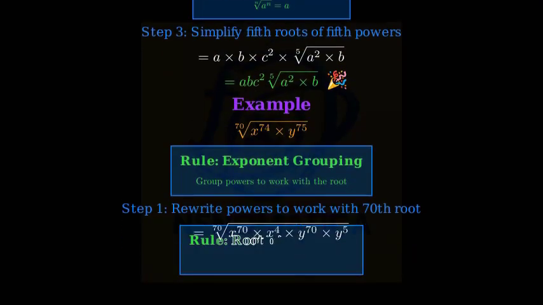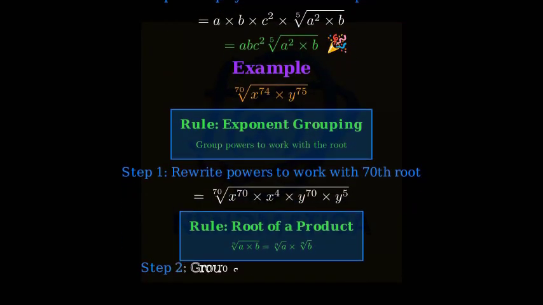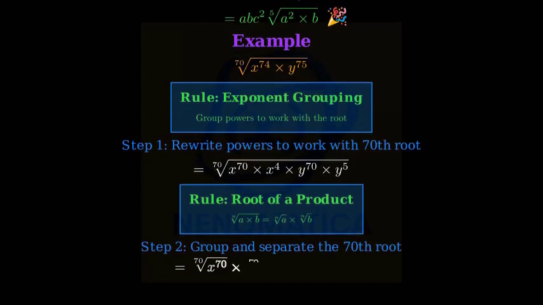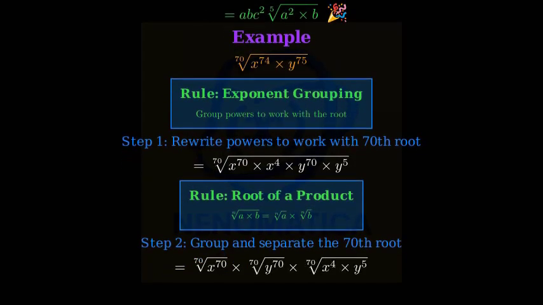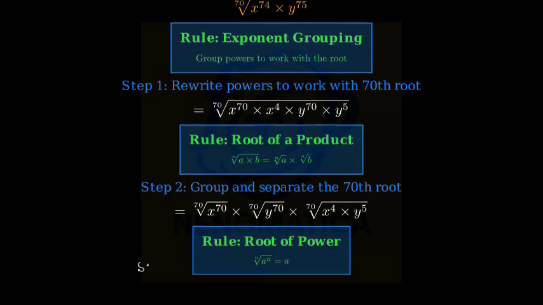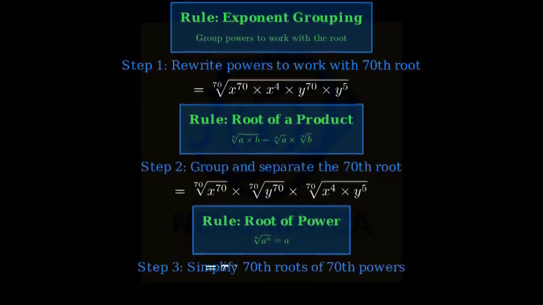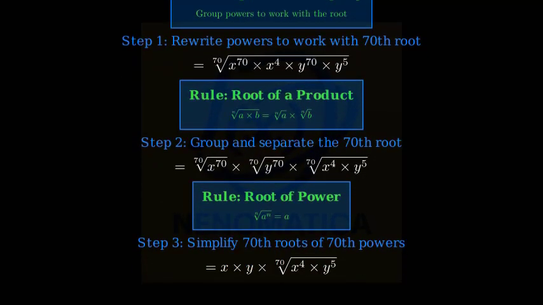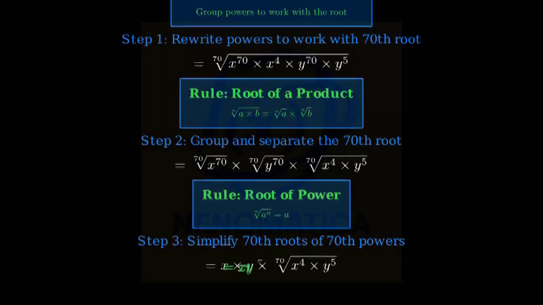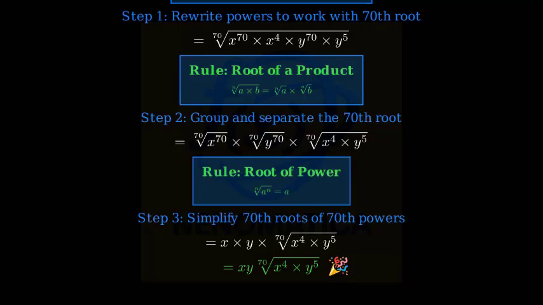Now we'll separate the 70th root of each term using the property that the root of a product equals the product of the roots. The 70th root of x to the 70th power equals x, and the 70th root of y to the 70th power equals y. This simplifies our expression. Our final answer is x times y times the 70th root of x to the fourth power times y to the fifth power.